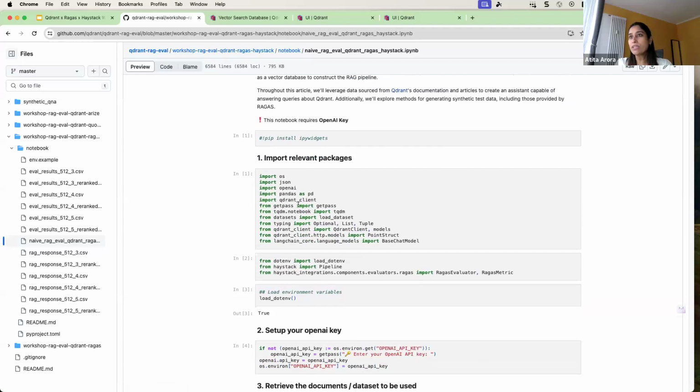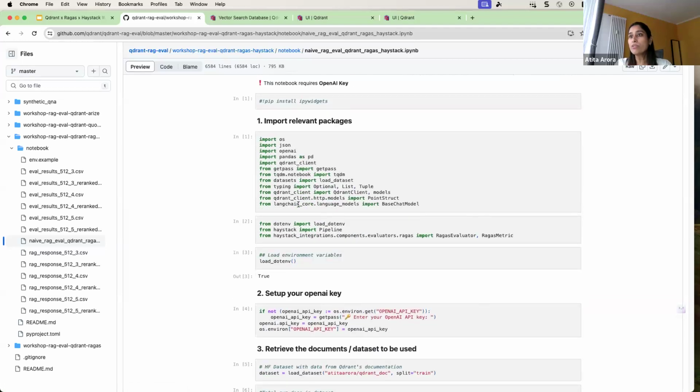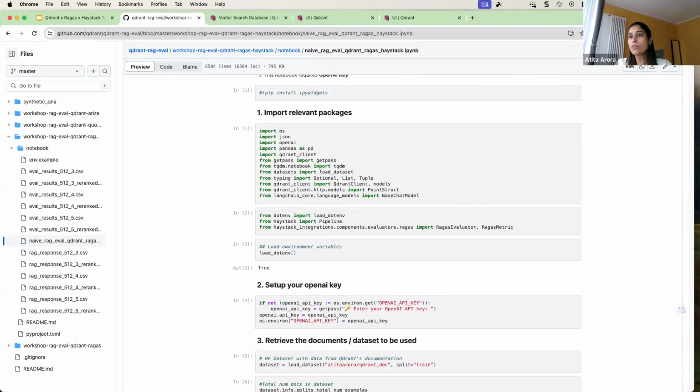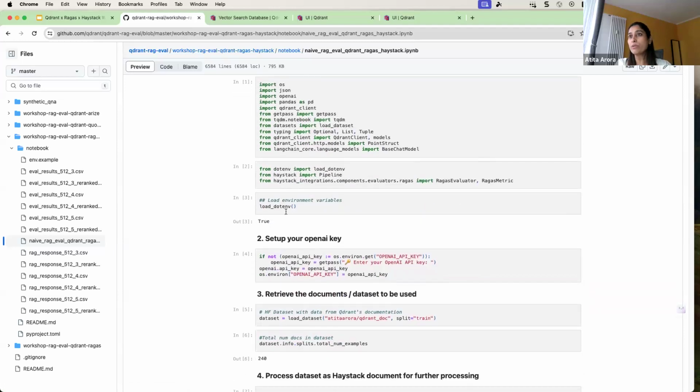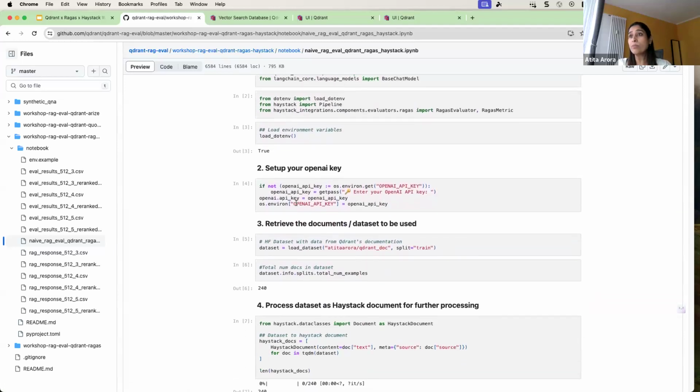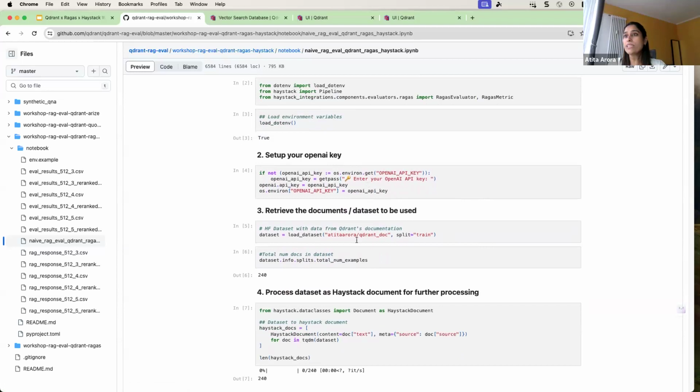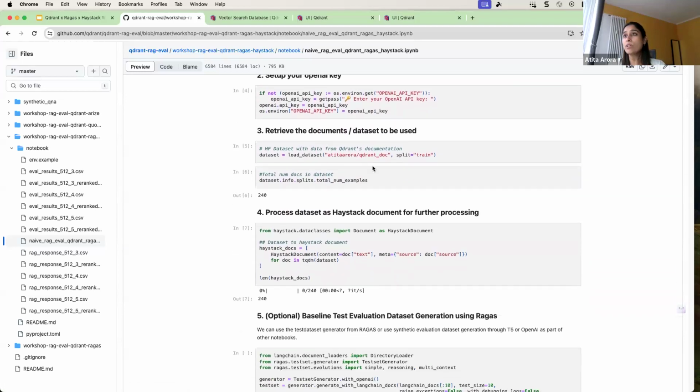So we would start with the relevant package imports. And of course, we're using the .env file, which is why we would import that as well. As you can see, I'm using an OpenAI key here, so I would import that here. Along with that, the data set that I've mentioned is also available for public use, so I'm going to be importing that.